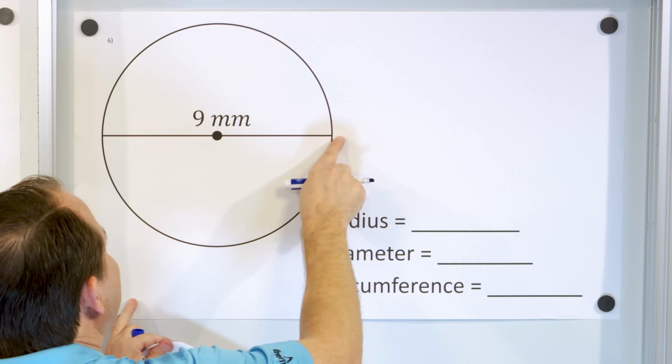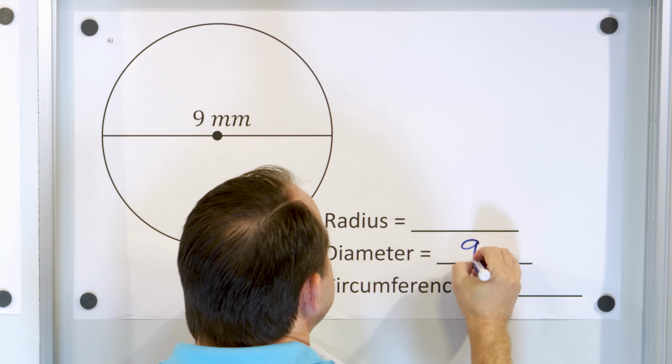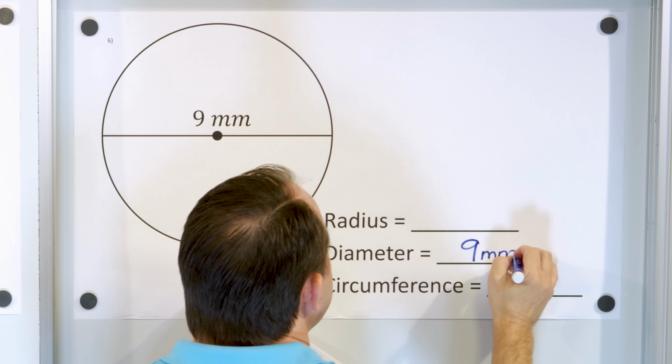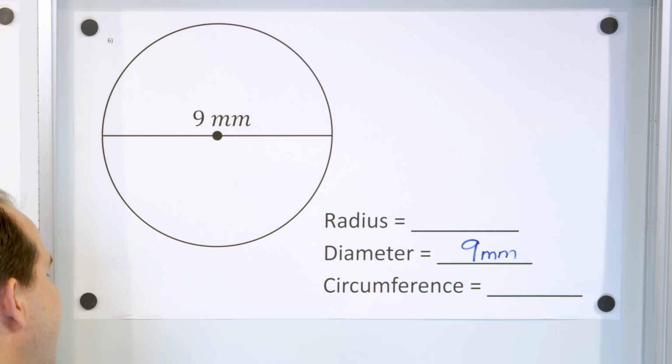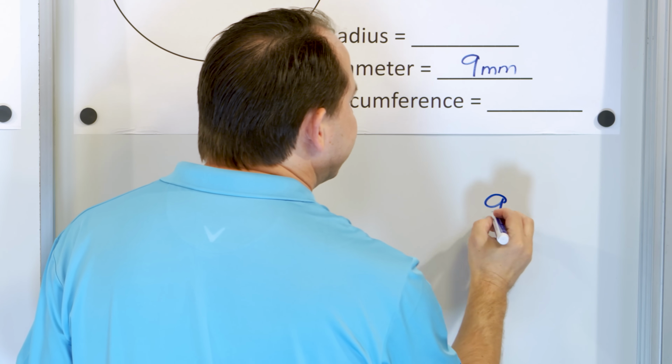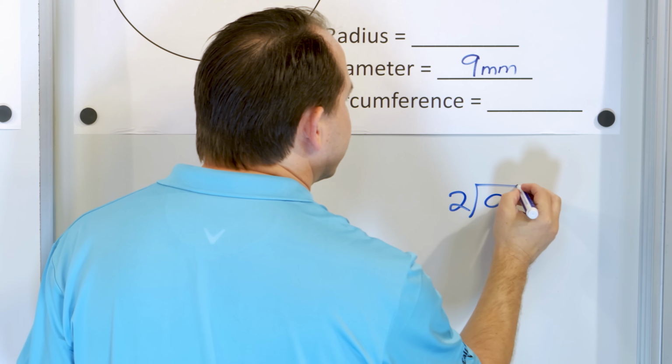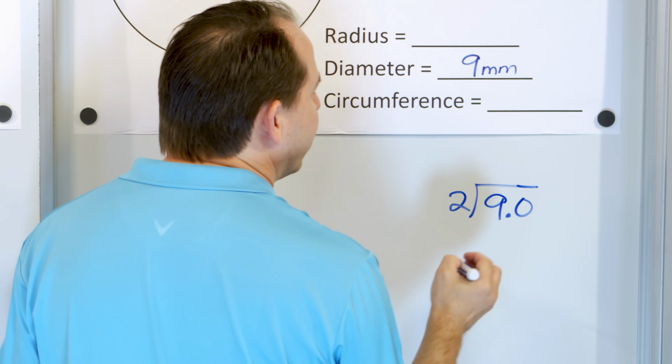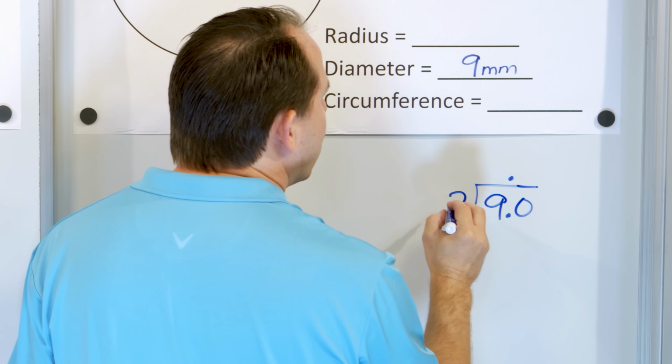Here, we're already given the diameter. The diameter is 9 millimeters. The radius has to be half of that diameter. So if you're not sure, because it doesn't divide exactly evenly, just take 9 and divide by 2, right? Put a little decimal, make it 9.0, put a little decimal right here.